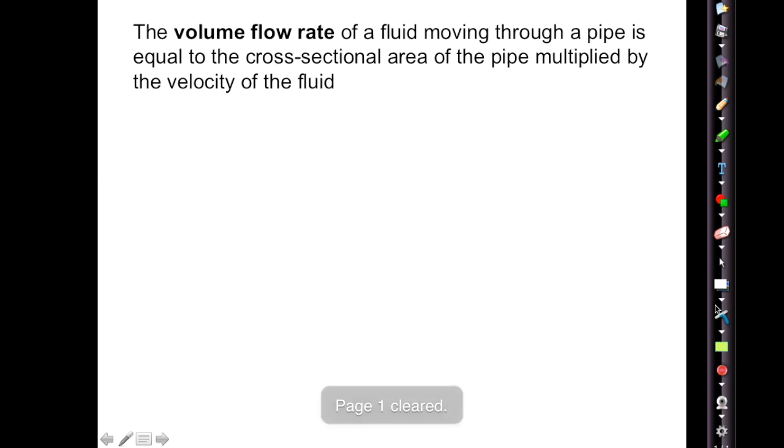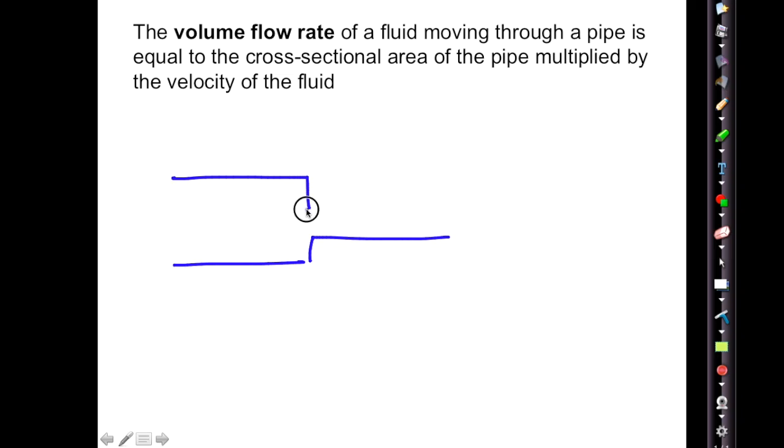So we're looking here at volume flow rates. The volume flow rate of a fluid moving through a pipe is equal to the cross-sectional area of the pipe times the velocity of the fluid. This has interesting implications for a pipe that does not have the same cross-sectional area throughout. So, for instance, let's consider a pipe that tapers like so, and again, consider two positions, point 1 and point 2.